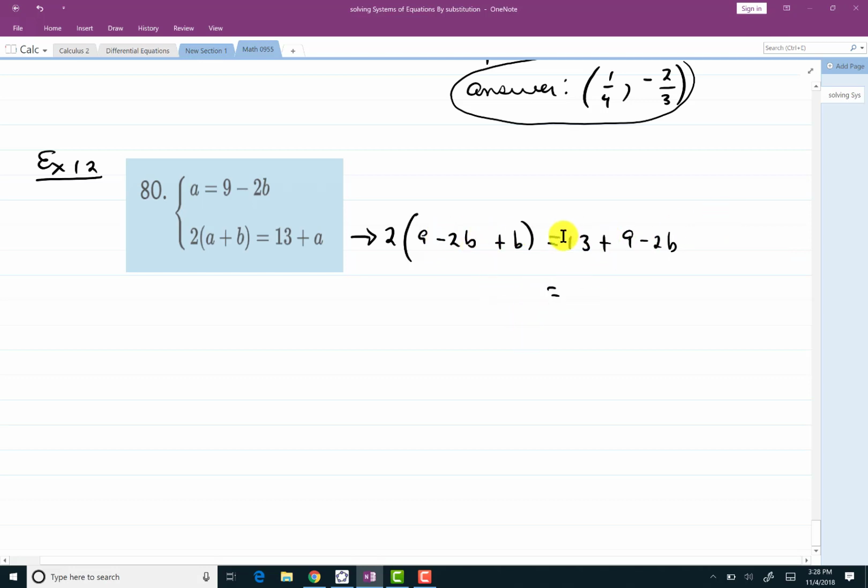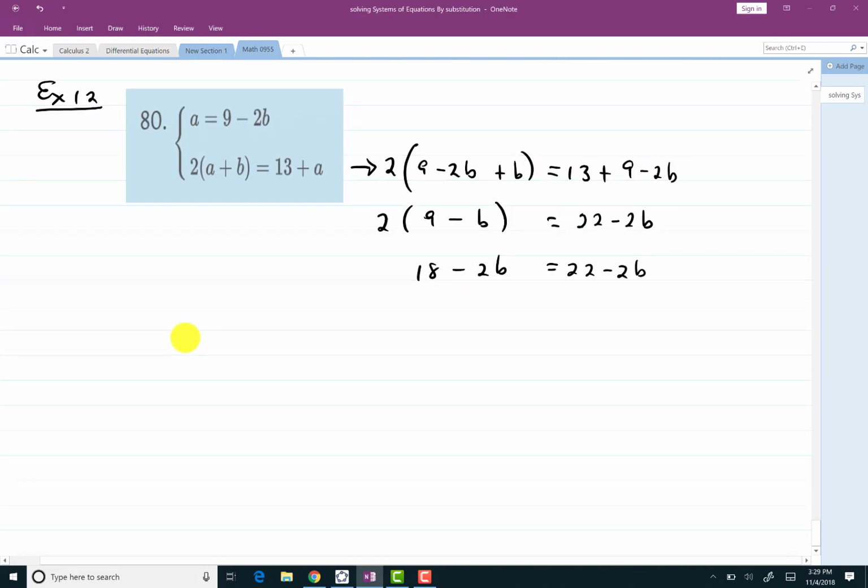On the right-hand side, the simplifying that I can do is 13 plus the 9 will give me 22. On the left side, I'm not ready to multiply through just yet until I simplify. I have a 9 minus b. Good. All right, and then I will multiply it through to get 18 minus 2b equals 22 minus 2b.